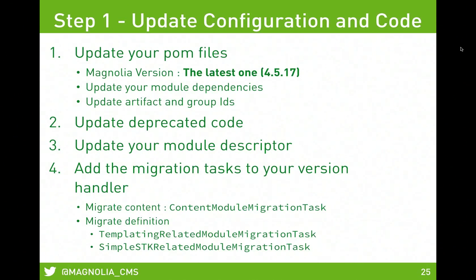The first step of the process is to update your project configuration. First, you must update your POM files. Set the Magnolia version to the latest one, which is today 4.5.17, and update your module dependencies as well as some artifact and group IDs. If you try to build your project, you will get some build errors. Those errors are expected since some code has been deprecated. So please update your code and build your project once again. It's a good idea to keep your module descriptor in line with your POM file, so please update them.